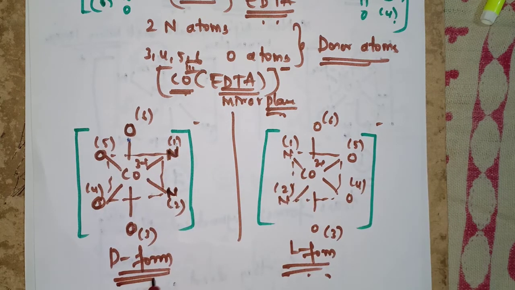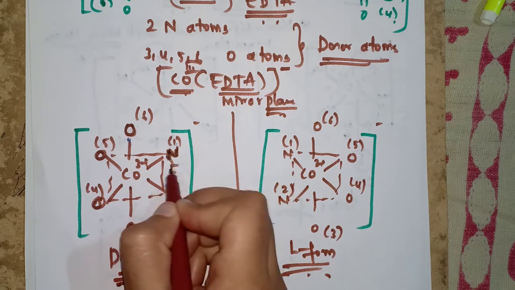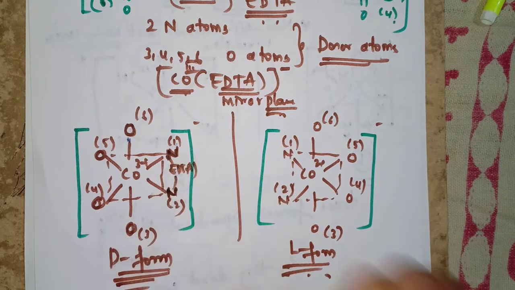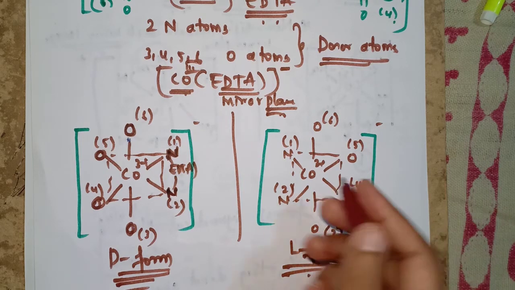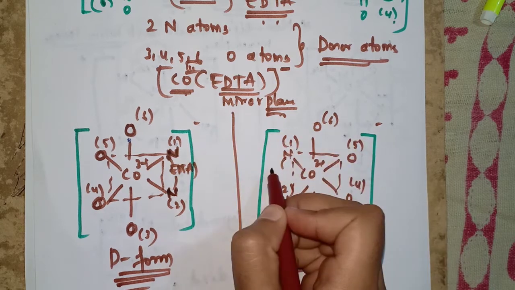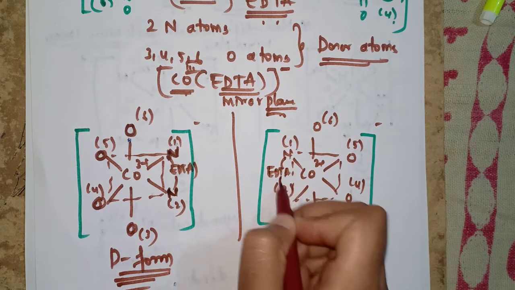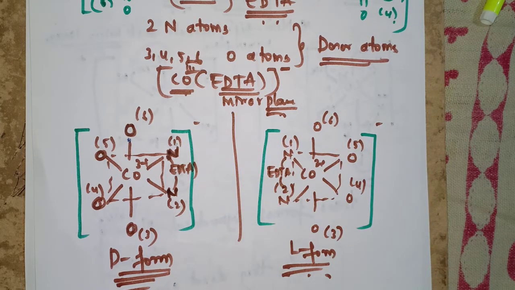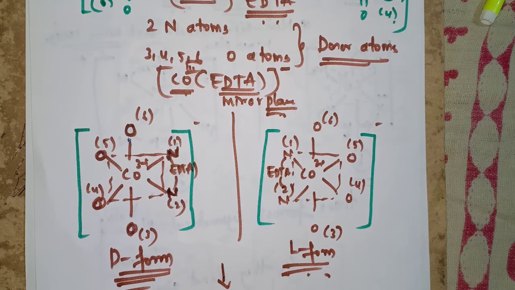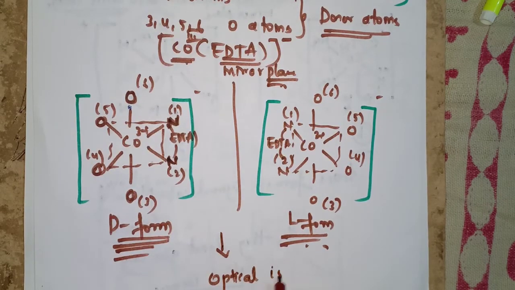It is the D form. Here is the EDTA. It is the simplest possible way to represent this, as there are complex structures for it. So I have represented it in the simplest way possible. This is a mirror plane. In the mirror image you will obtain it like this. So it is a D form and it is the L form. These are the optical isomers.